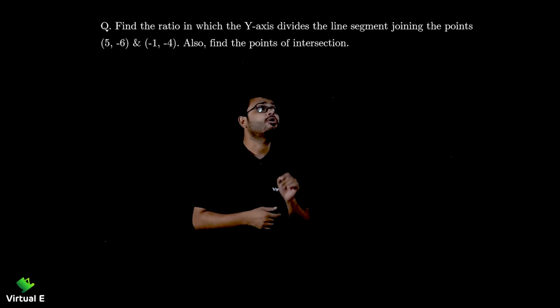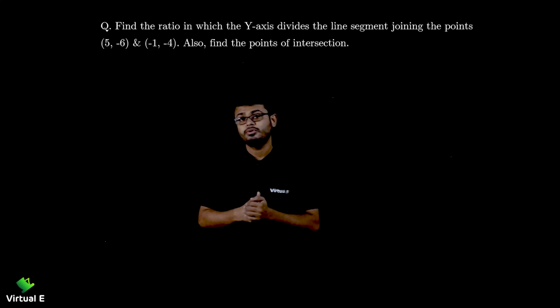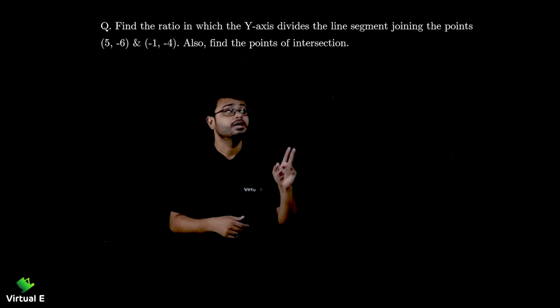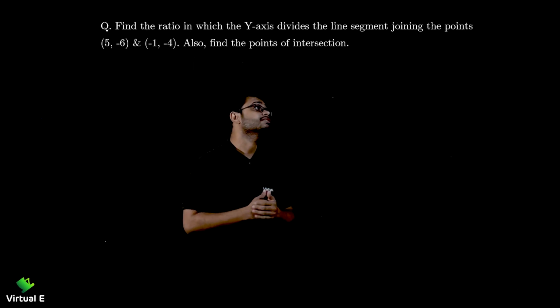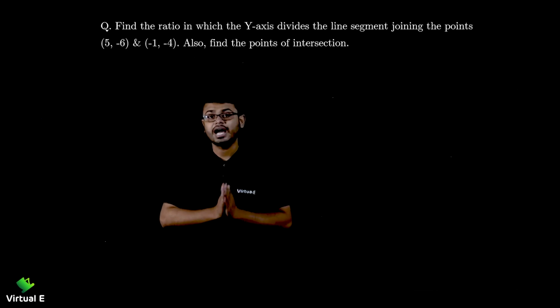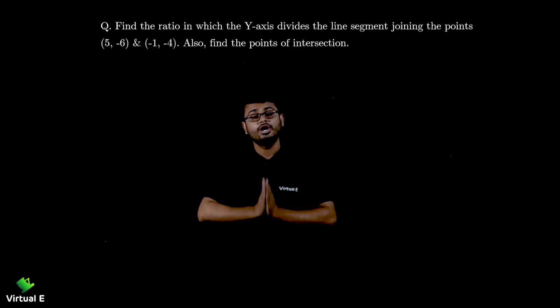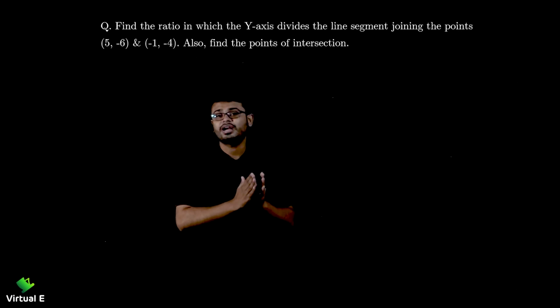Also find the point of intersection. So we need to find the ratio. We need to find the point of intersection where the y-axis is intersecting the line joining two points, you can say A and B for a while. Okay, first of all, let's plot on a graph paper.